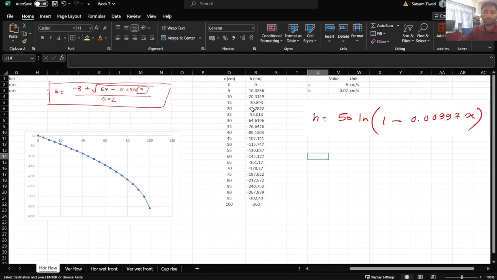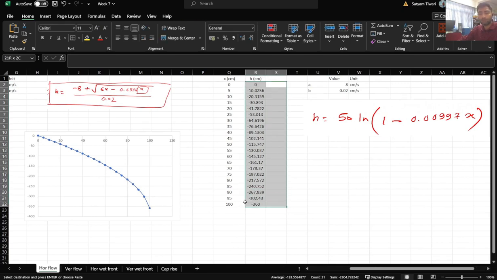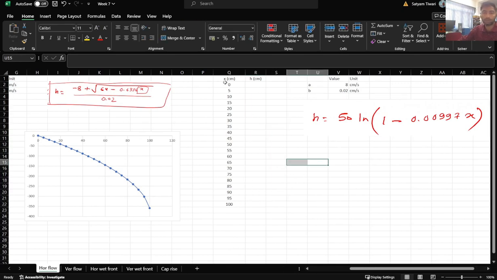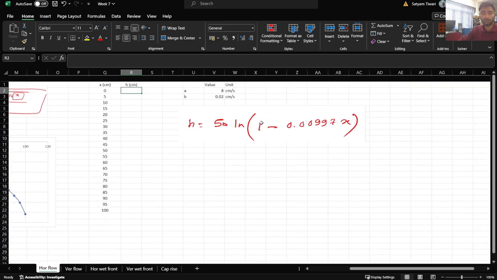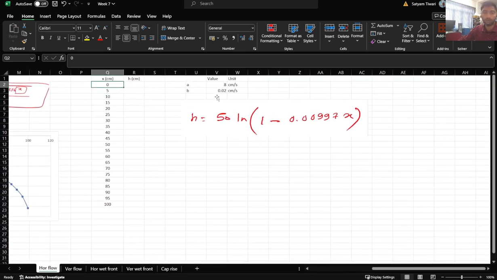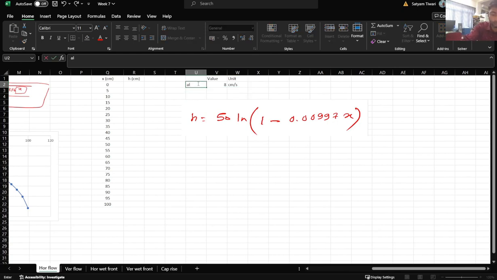Okay, fine. So here we need to determine the head variation for x values from 0 to 100, and we have a component of alpha. The value of alpha is given as 0.02, right? And the head variation formulation which we have obtained here is based on the steady state flow.